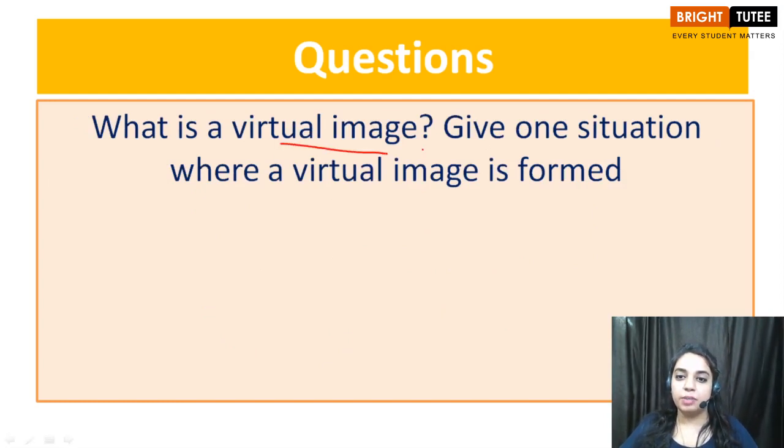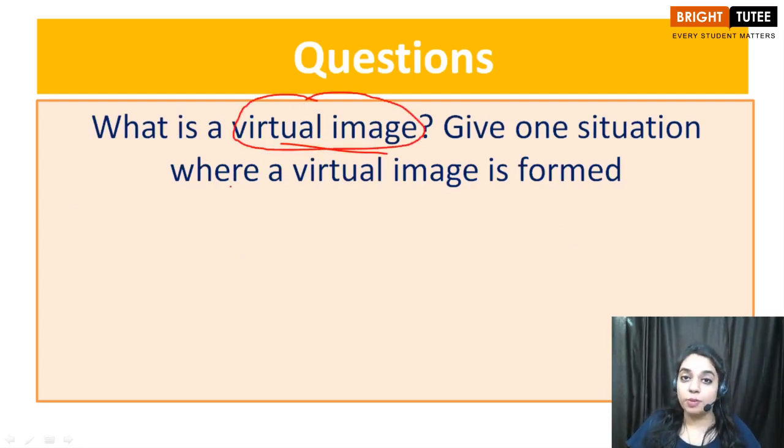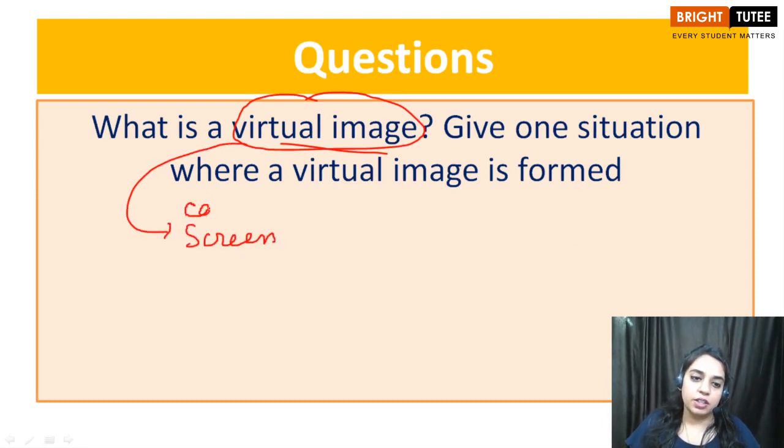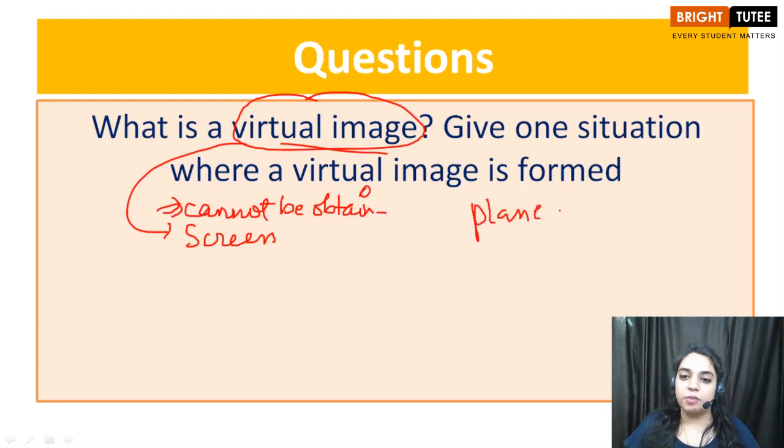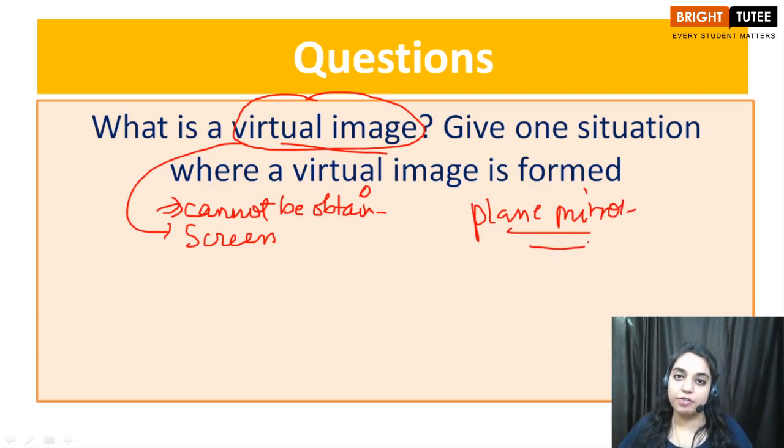What is a virtual image? Give one situation where a virtual image is formed. So children, virtual images are the images which cannot be obtained on the screen. The images which cannot be obtained on a screen are called virtual images, and in case of plane mirror, the nature of image formed is always virtual. Okay, because no matter how much we try, we cannot observe the image formed in the plane mirror on a screen. Okay, that is why the images formed by the plane mirror are virtual.